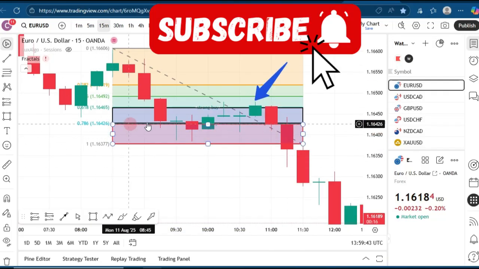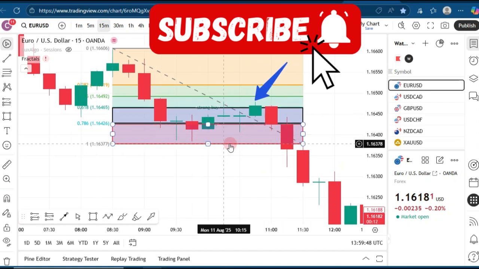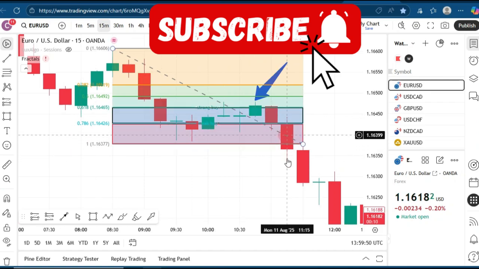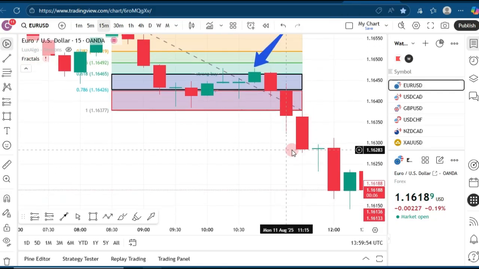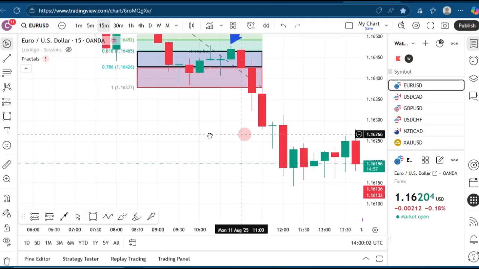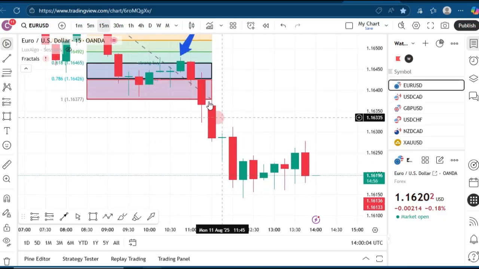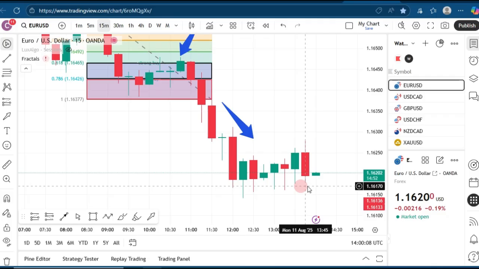So you can see after price broke off that 1 area right here with a bearish candle, after that bearish candle we had what? We had another bearish candle. Thus we had a bearish engulfing candle right here. So now we can easily place our sell entry during that part, and as you can see, price goes down after this point.